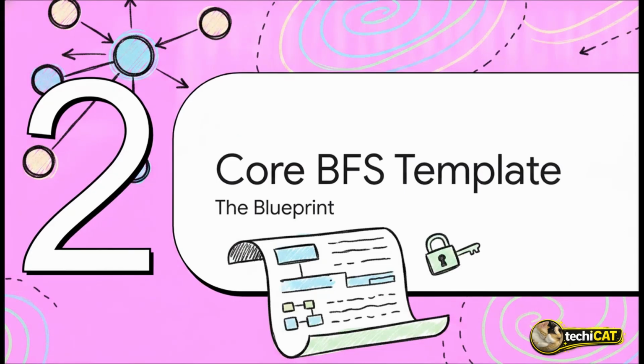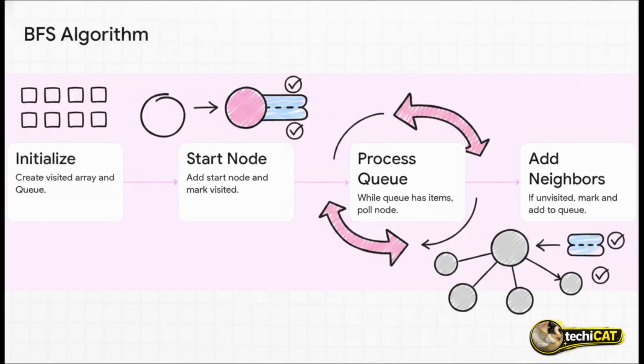Moving right along to Section 2, the core BFS template. Now that we know the danger of cycles, let's look at the actual blueprint. It's honestly beautifully simple once you break it down into these 4 steps. Step 1, you just initialize a Boolean visited array to track exactly where you've been, plus a queue. Step 2, toss your starting node into that queue and immediately mark it as visited. Step 3 is the real engine. While your queue isn't empty, you pull or remove the current node. And finally, Step 4, look at all its neighbors. If a neighbor hasn't been visited yet, mark it true and add it to the queue. That's the whole foundation. Process nodes, explore unvisited neighbors, and just keep going until the queue is completely empty.